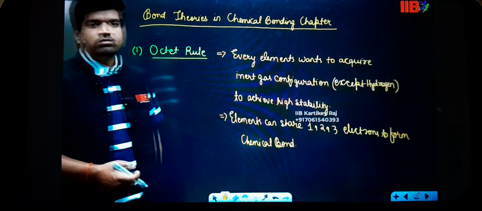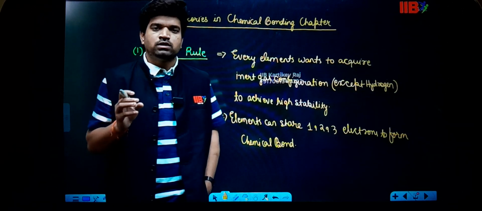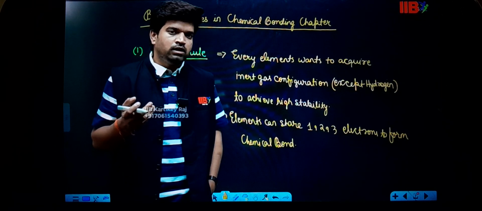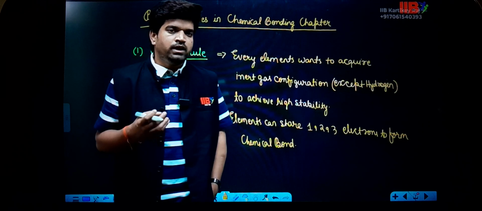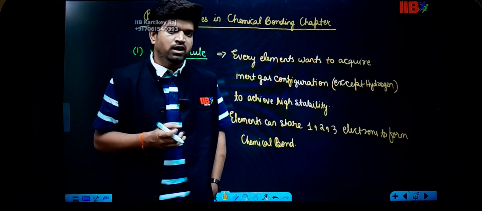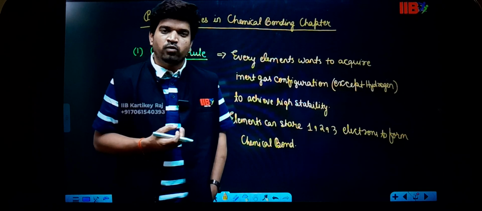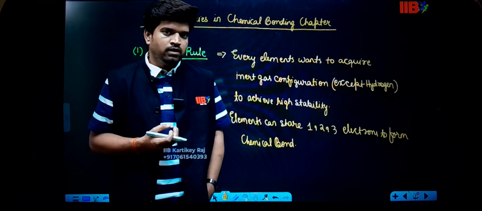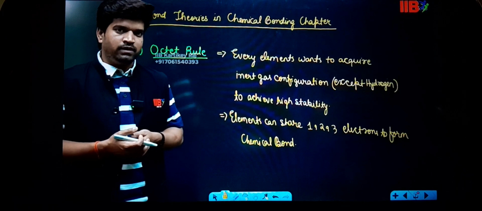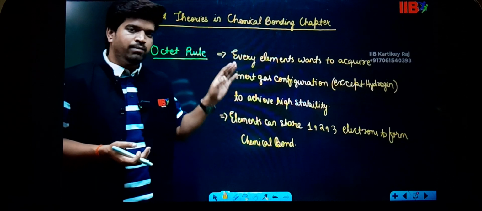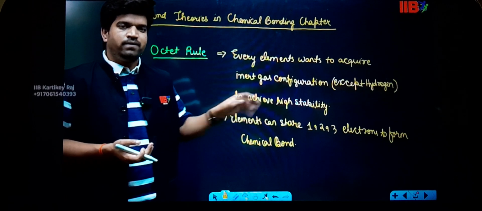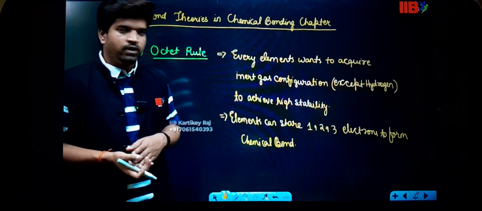The octet rule mainly focuses that any chemical bond is going to be formed only due to the sharing of electrons, because we are going to discuss here the covalent bond, student. And they want to maintain an octet, 8 electrons in the last shell. So how can the 8 electrons be acquired? It can be acquired by sharing.